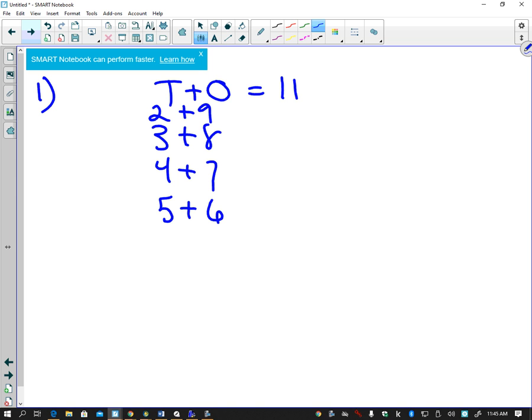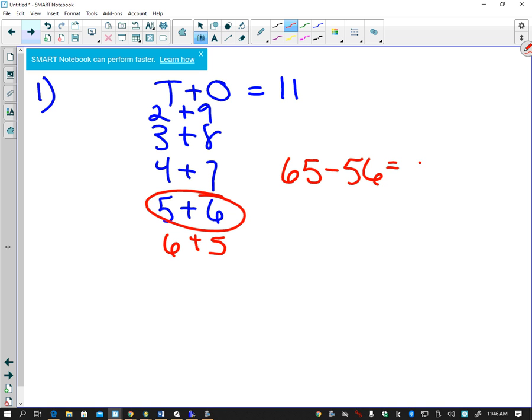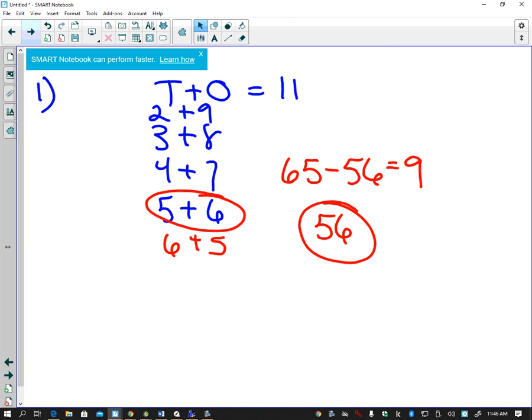Usually when the numbers are really close, you're looking at things a little towards the middle, right? Because at this point, it would switch over to 6 and 5. So 65 minus 56 would equal 9, right? So the original number is 56. Does that make sense? We probably didn't have too much problem with that one. I know a handful of people got it wrong.